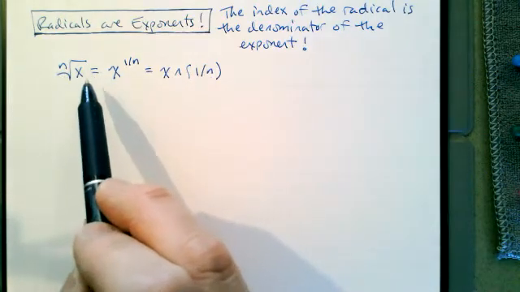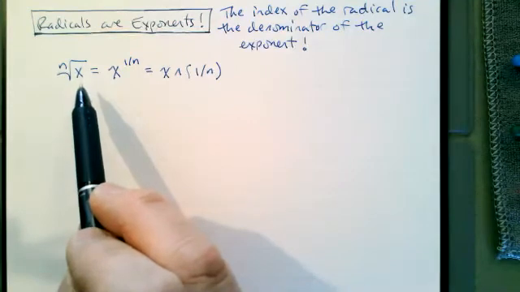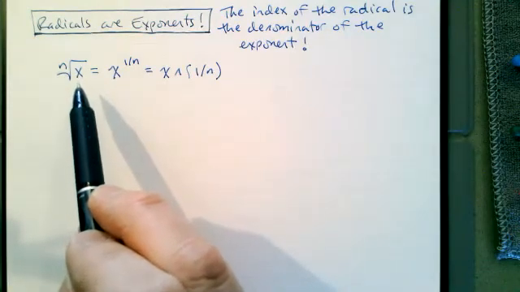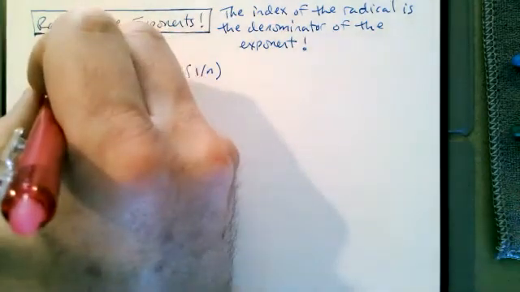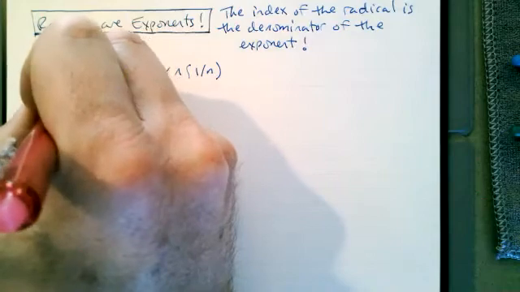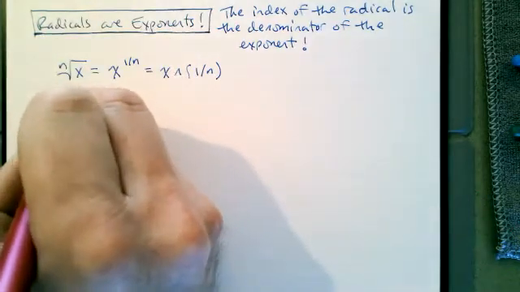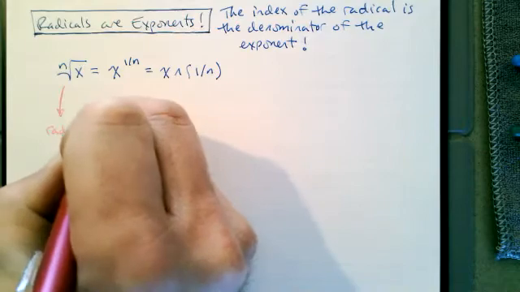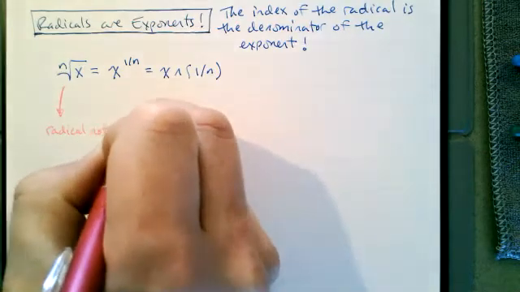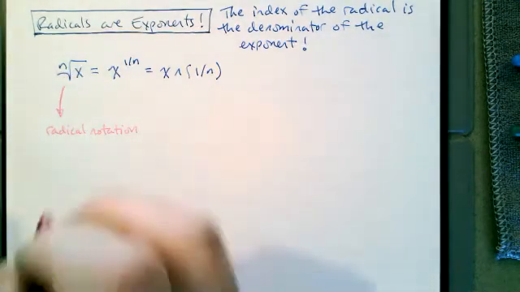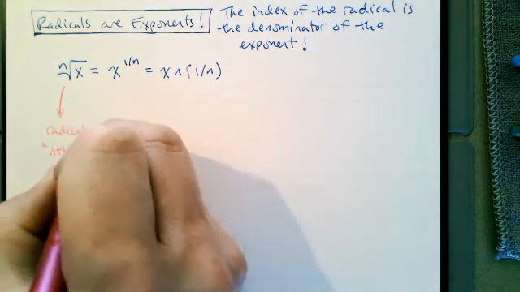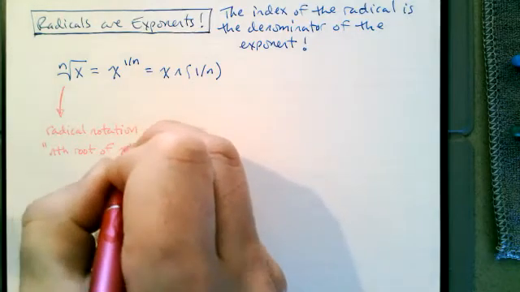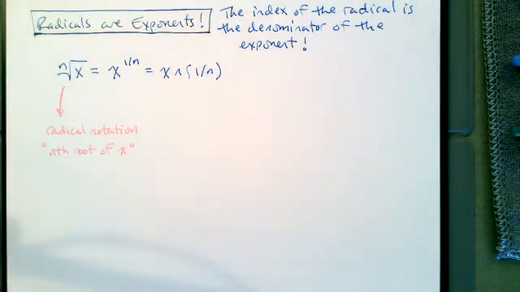So here we have the nth root of x. This is the radical notation, and the way we pronounce it is the nth root of x. And the way that you would read this is to say the nth root of x. So the reason I write it out this way is because that's how we speak this symbol.